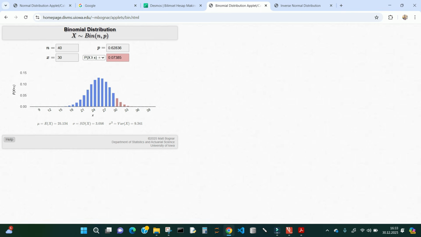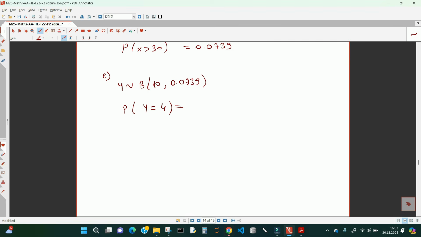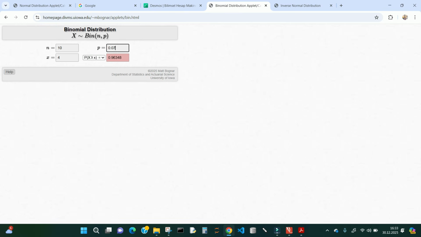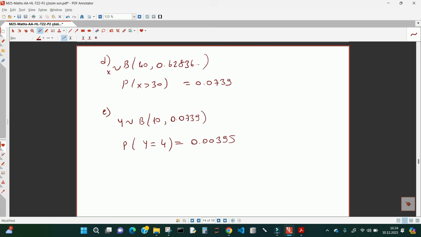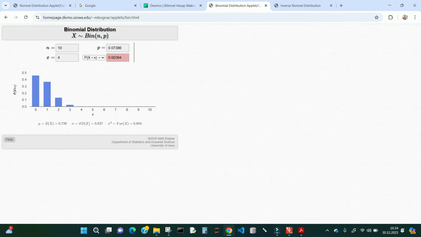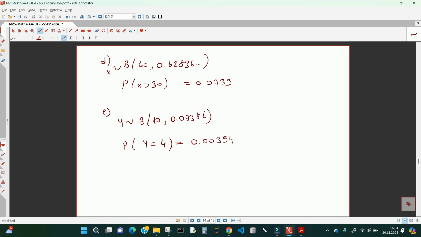Now we are looking for this, and I will write here 10, 4, and the probability that we found, 0.0739, yeah, 0.00395, this one. But we found the estimate number at the previous question, so it could be better to write the exact probability in here. It was something like 386, let's say. When you change this number, let's check it again. You see that the probability changed, so I will write it instead.